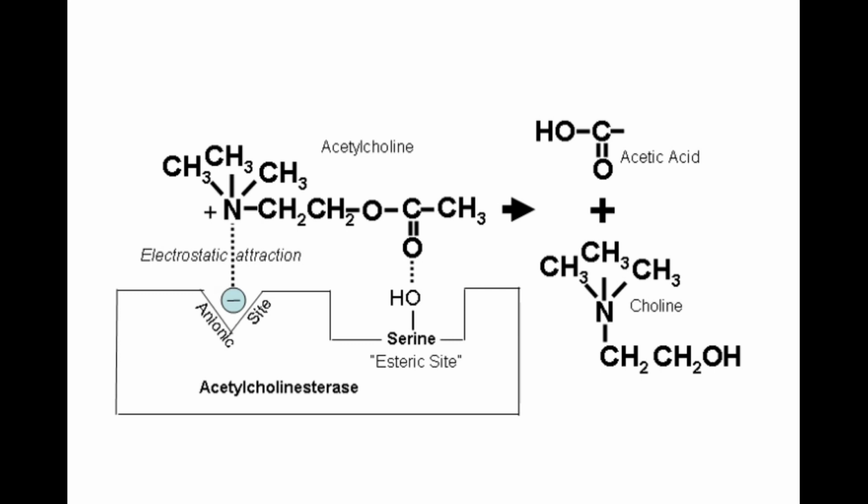This figure shows hydrolysis of acetylcholine by the enzyme acetylcholinesterase. The enzyme has two active sites, an ionic site and an esteric site. Acetylcholine molecule attaches to both ionic and esteric sites, and the positively charged nitrogen is attracted to the ionic site. The other end of the acetylcholine molecule is attracted to the esteric site, and hydrolysis is catalyzed at the esteric site to form choline and acetic acid.